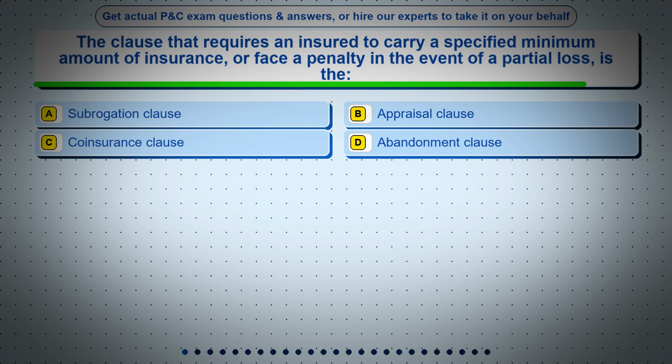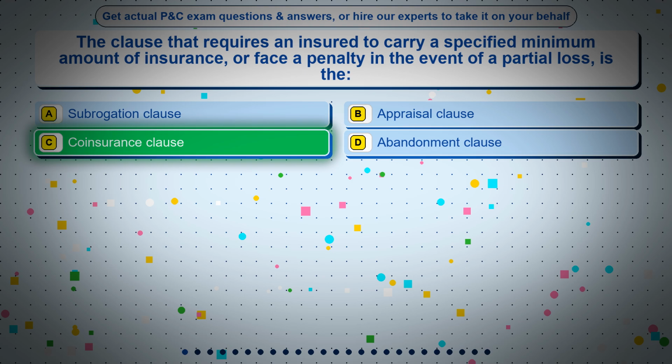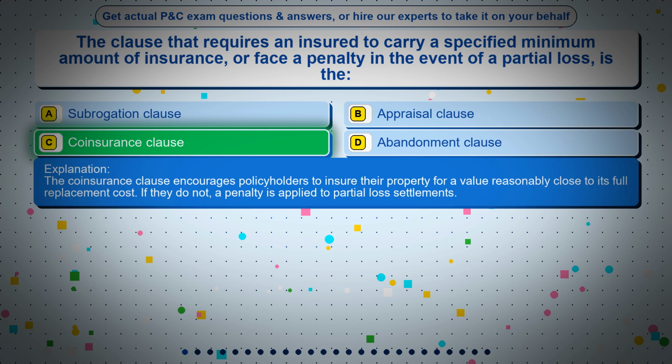Question 1. The clause that requires an insured to carry a specified minimum amount of insurance, or face a penalty in the event of a partial loss, is the option A. Subrogation clause, option B. Appraisal clause, option C. Coinsurance clause, option D. Abandonment clause. The correct answer is option C. Coinsurance clause. The coinsurance clause encourages policyholders to insure their property for a value reasonably close to its full replacement cost. If they do not, a penalty is applied to partial loss settlements.